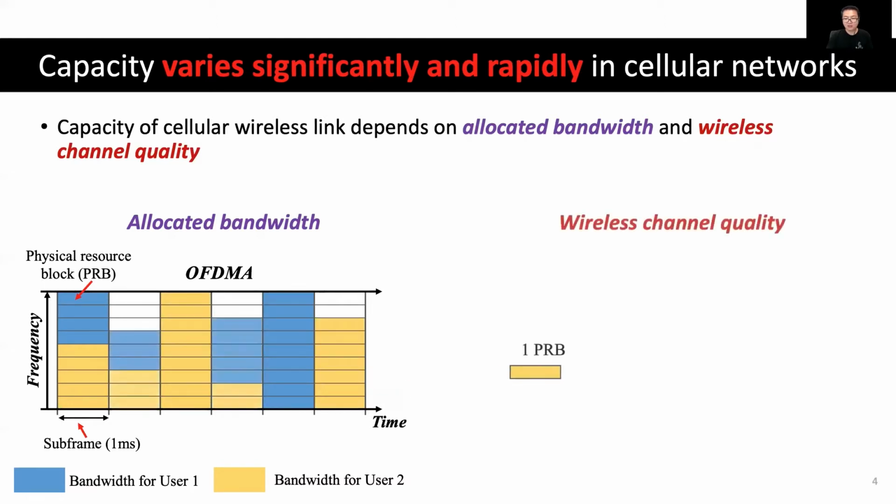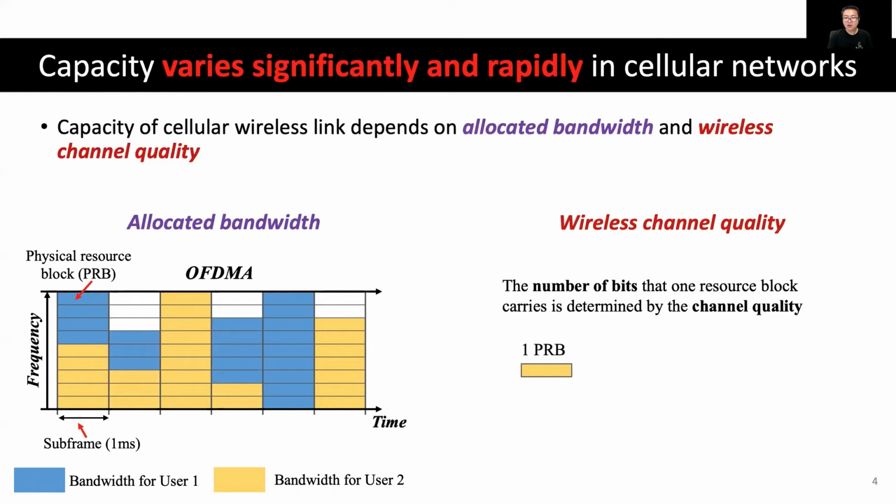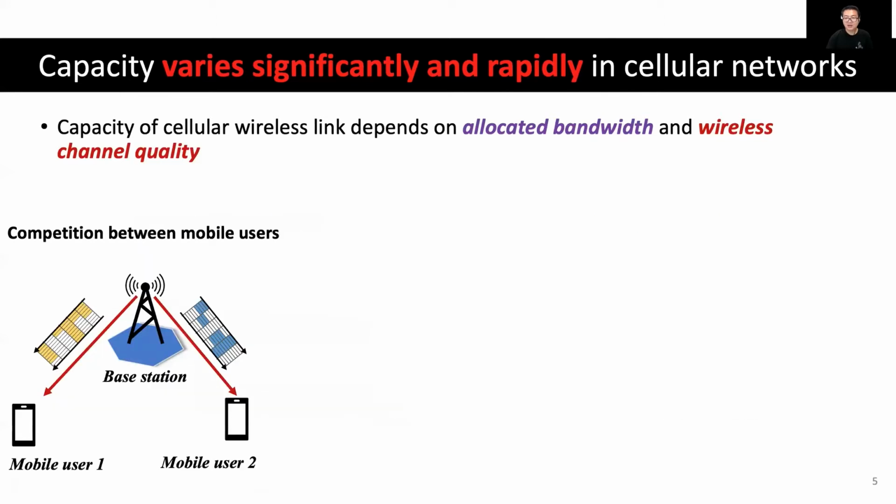Another important parameter is the wireless channel quality, which determines how many bits can be carried inside one PRB. The base station has a rate adaptation algorithm to select different physical layer configurations, like the MCS index, for different users. These two parameters determine the capacity, and they vary in a practical cellular network.